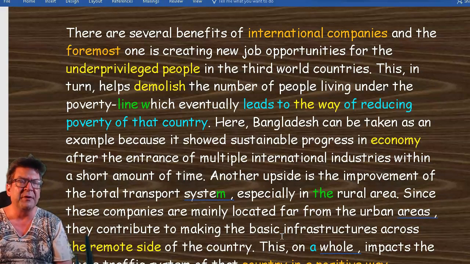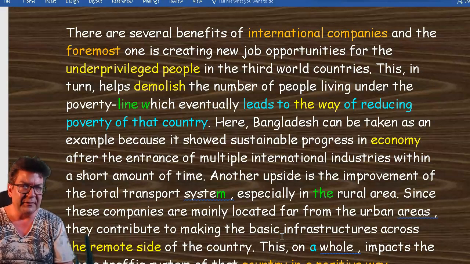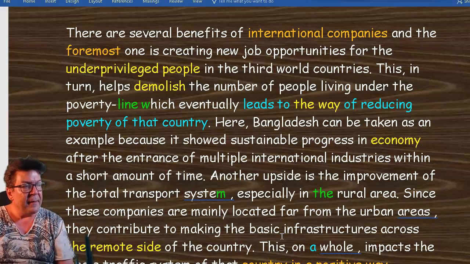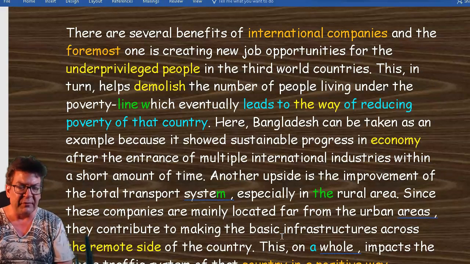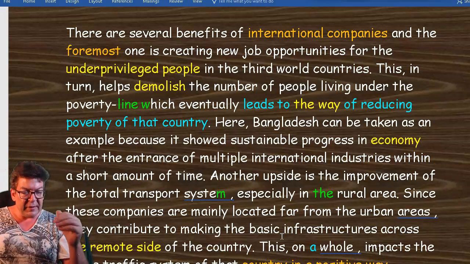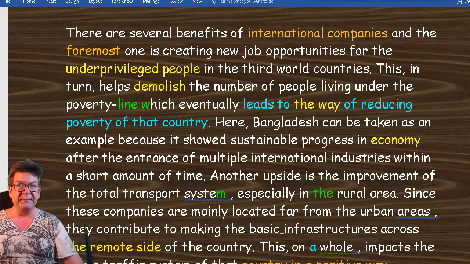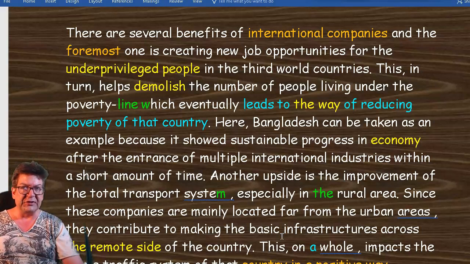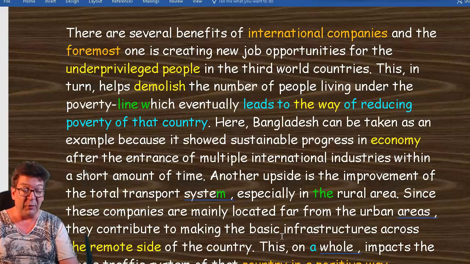So when multinational companies come into an area that does not help people in poverty directly, you have to connect the advantage that you're stating to something positive. You look up "advantage" in the dictionary, and it means something that a person has that they didn't have before, or that other people don't have, that puts them in a better place comparatively. I don't see that just in the statement about multiple international industries in a short time. Okay, then what happened?